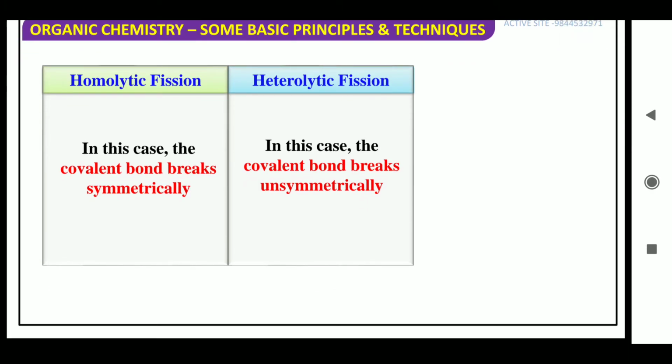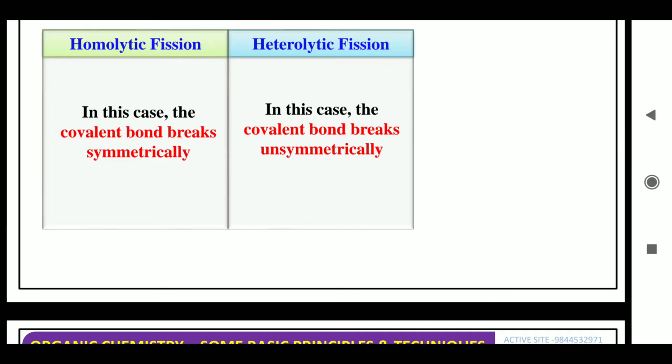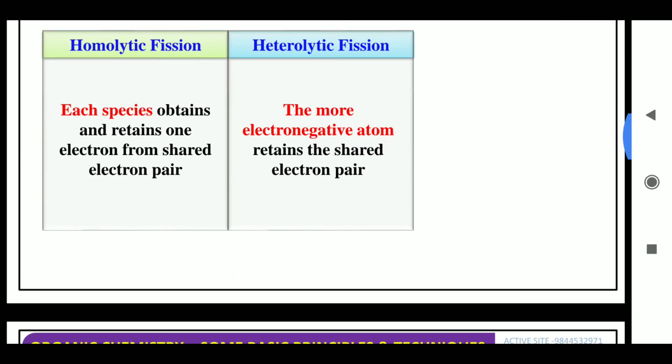So what is the difference between homolytic and heterolytic fission? Homolytic fission forms when a covalent bond breaks symmetrically, and heterolytic fission forms when the covalent bond breaks unsymmetrically. Each species retains one electron from the shared electron pair in homolytic fission, whereas in heterolytic fission the more electronegative atom retains the shared pair of electrons, so it results in the formation of anions and cations.